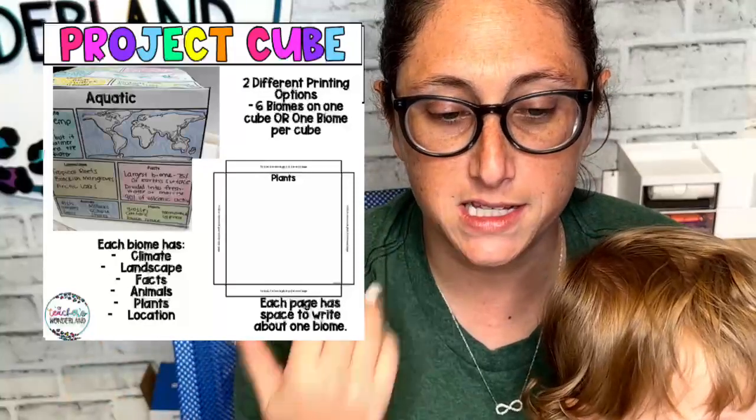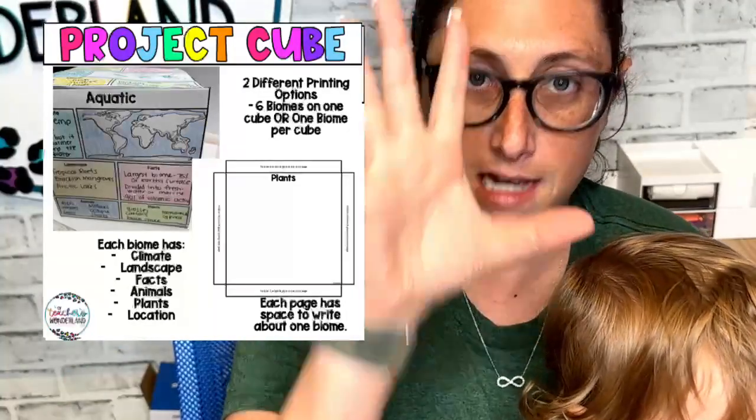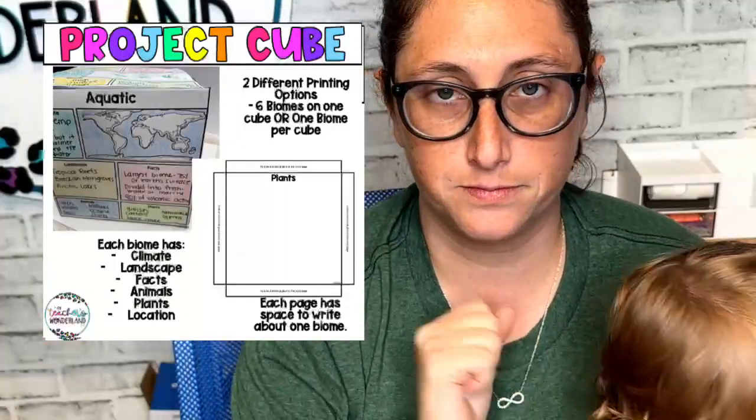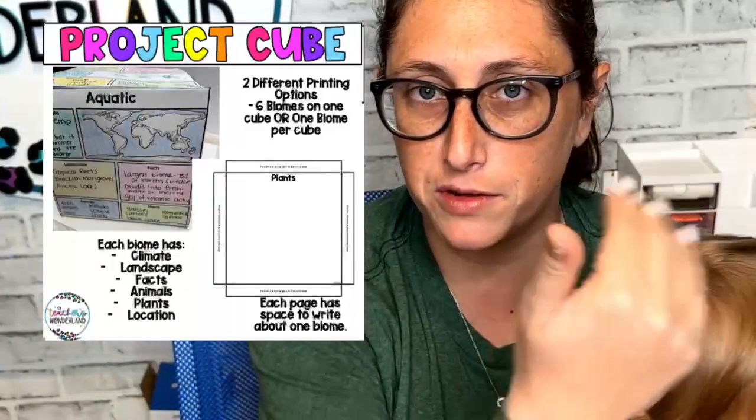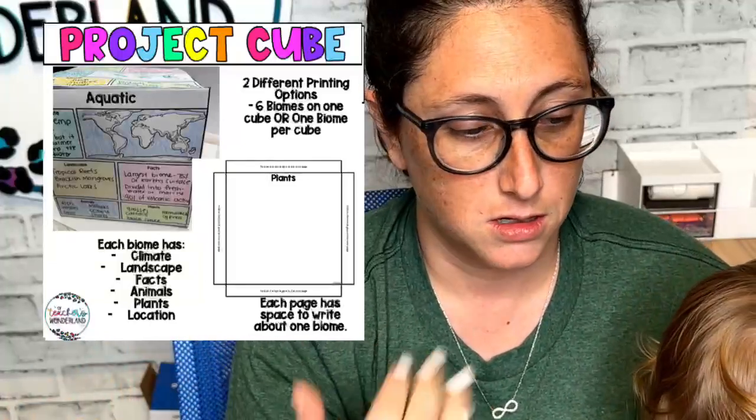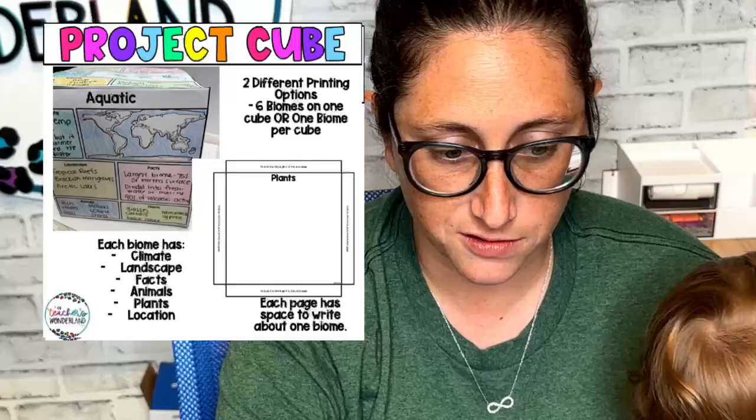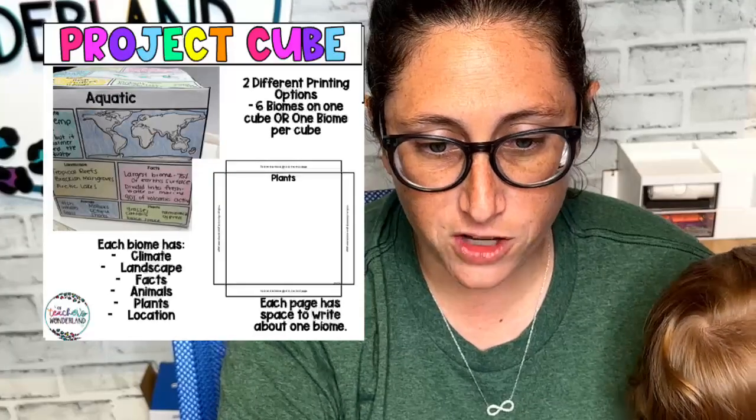Or you could break it down by tell me about the aquatic on this page. Tell me about the tundra on this page. Tell me about each of them on each of the pages. It works. It's simple and it works. It's effective.